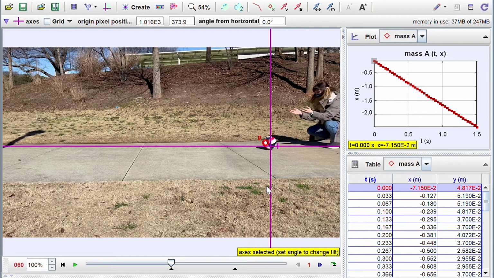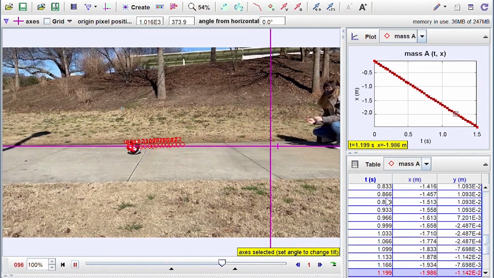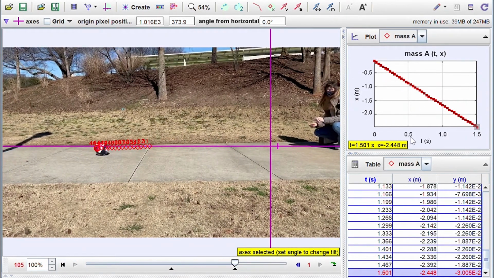Okay, here we have Tracker. It is our motion tracking software. We have defined the origin of our chart to be the ball's center of mass while it has an initial velocity. We're starting at frame 60 and we'll end at frame 105. You can see the ball's motion here, and it corresponds with the position versus time chart on the right. You can see that it has a negative sloping velocity.